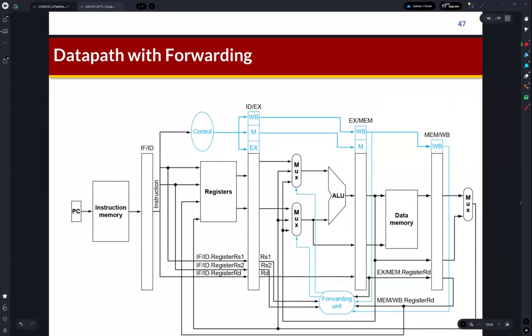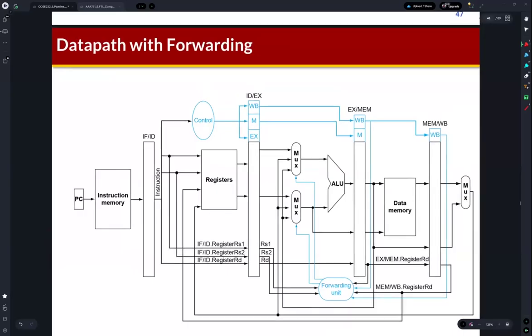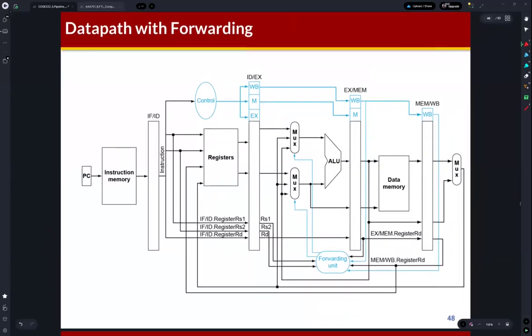So this is the completed design for data forwarding. And this figure also includes some control signals. You can find the regwrite signal here. Okay, so this is the data forwarding.